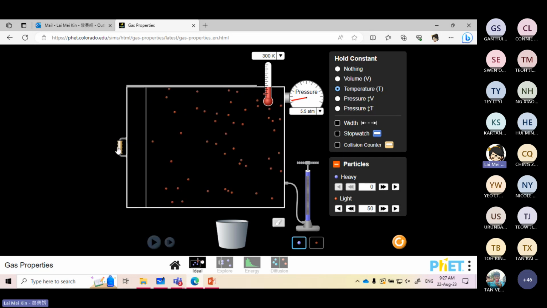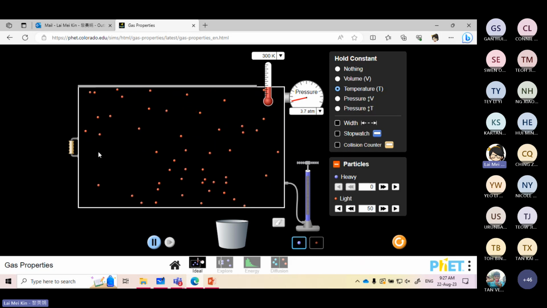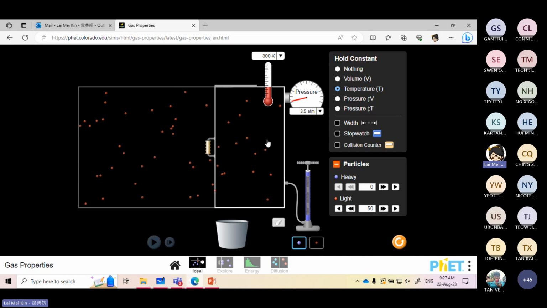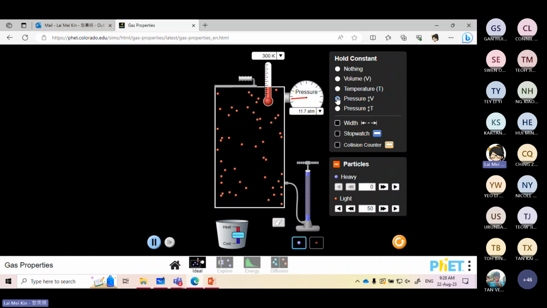If I increase the volume, what do you think happened to the pressure? Decrease. It was 5.6, and now it becomes 3.5 atmosphere. And of course, the other way around: if I decrease the volume, what happened to the pressure? Increase. 11.3, 11.6.